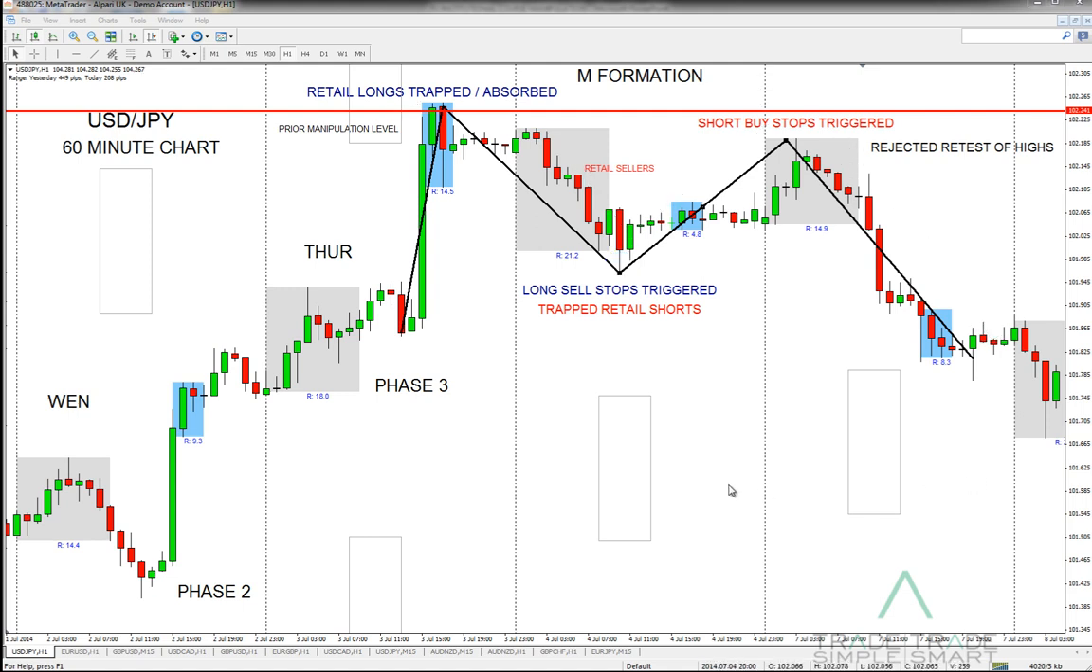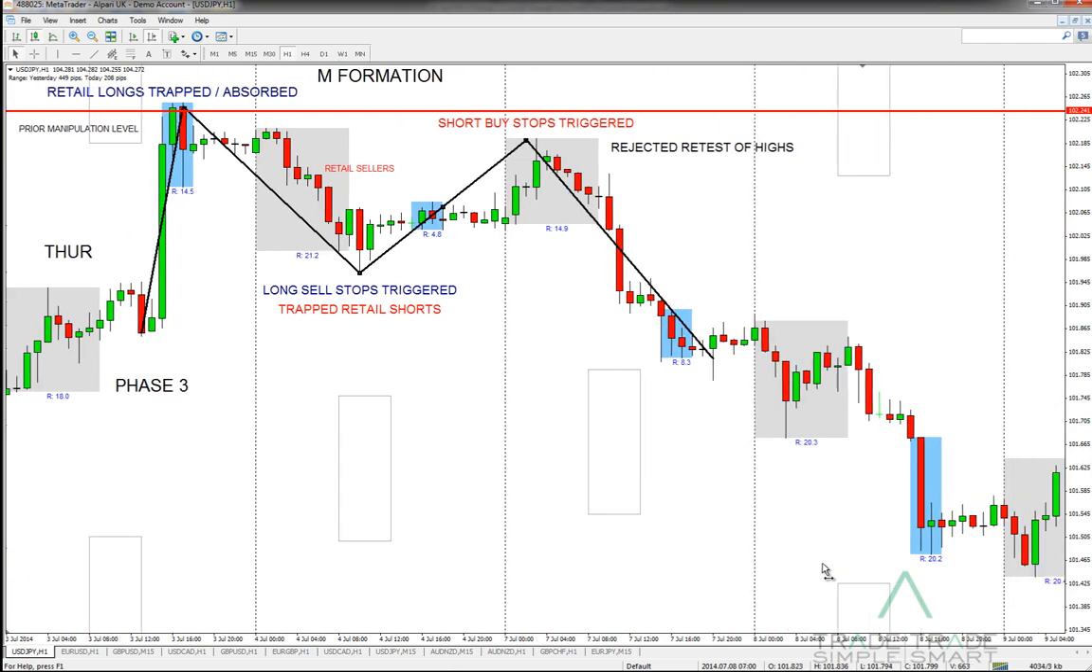So the M formation in a nutshell is the manipulation and the absorption of buy orders. That is 9 times out of 10 the intention behind the M formation. The retail traders that are caught in the middle, so these retail sellers, they are generally in line with the new trend that is about to unfold. So those traders who sold into the liquidation zone are generally in line with the market maker trend.